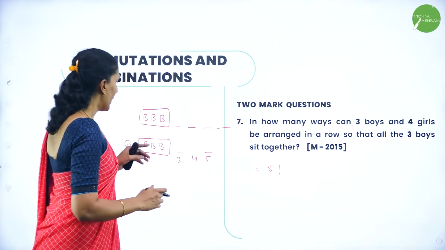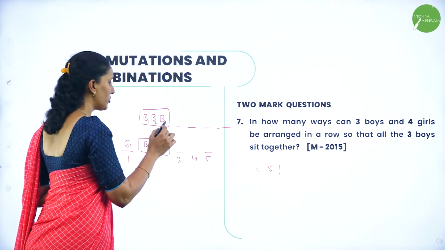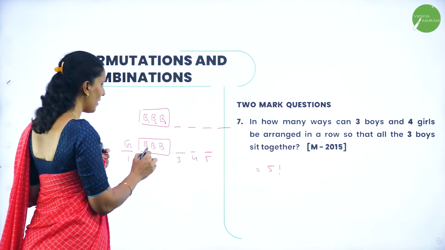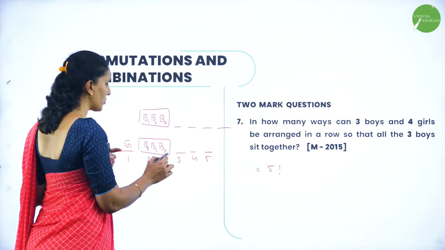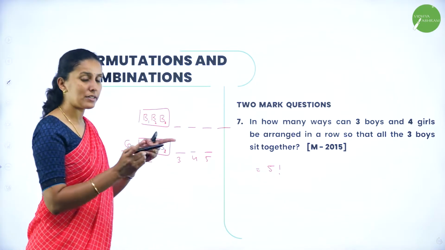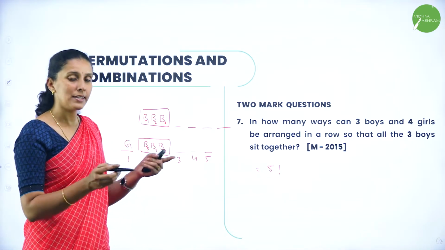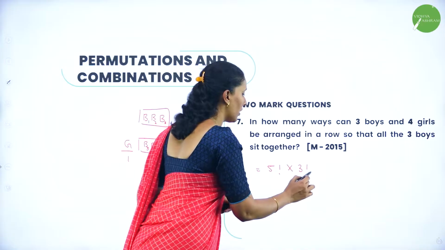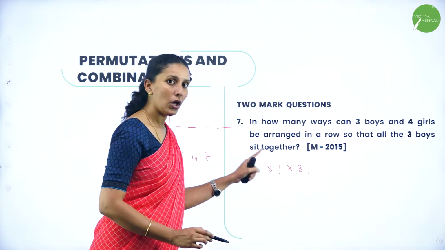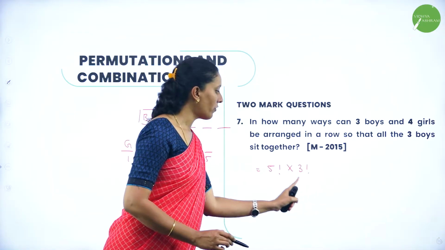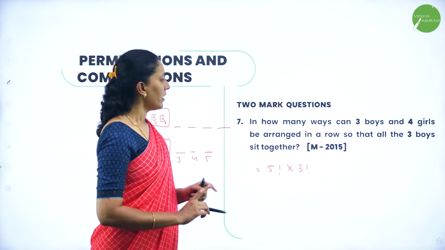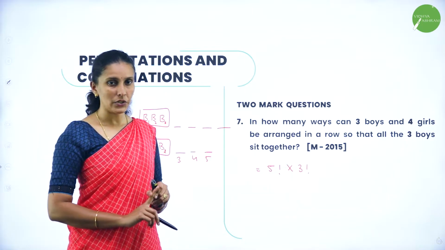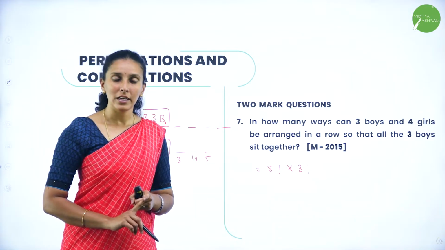And also if I consider them as boy 1, boy 2, boy 3, they can also interchange their places while still sitting together. For example, boy 3, boy 1, boy 2. Here we have 1, 2, 3, and here we have 3, 1, 2. That means even the boys can interchange their places among themselves. So therefore it will be into 3 factorial. This is the total number of arrangements for both girls and boys, and this is the number of arrangements for boys. So the number of arrangements of 3 boys and 4 girls where all the 3 boys are sitting together is 5 factorial into 3 factorial.